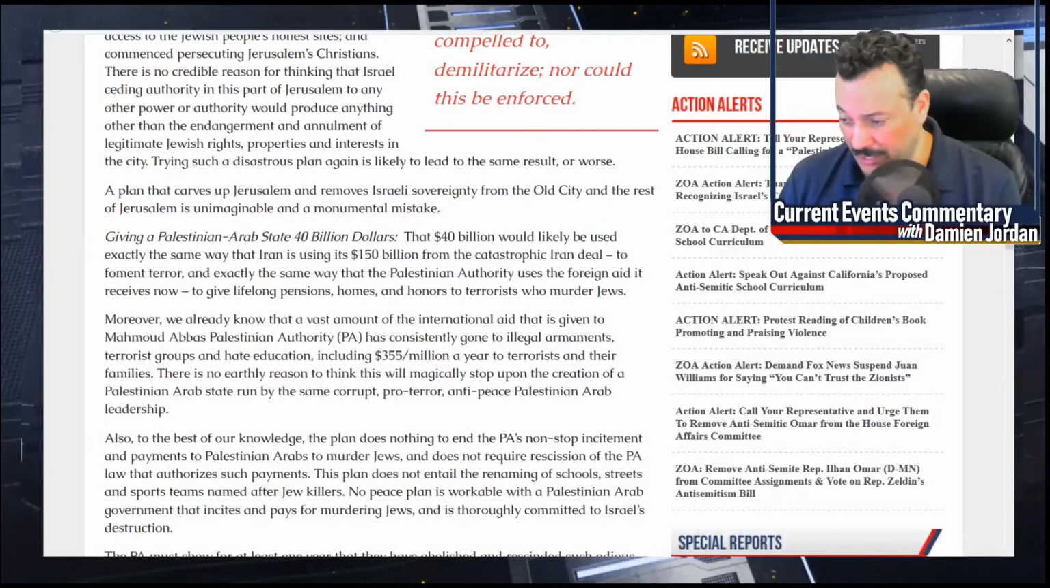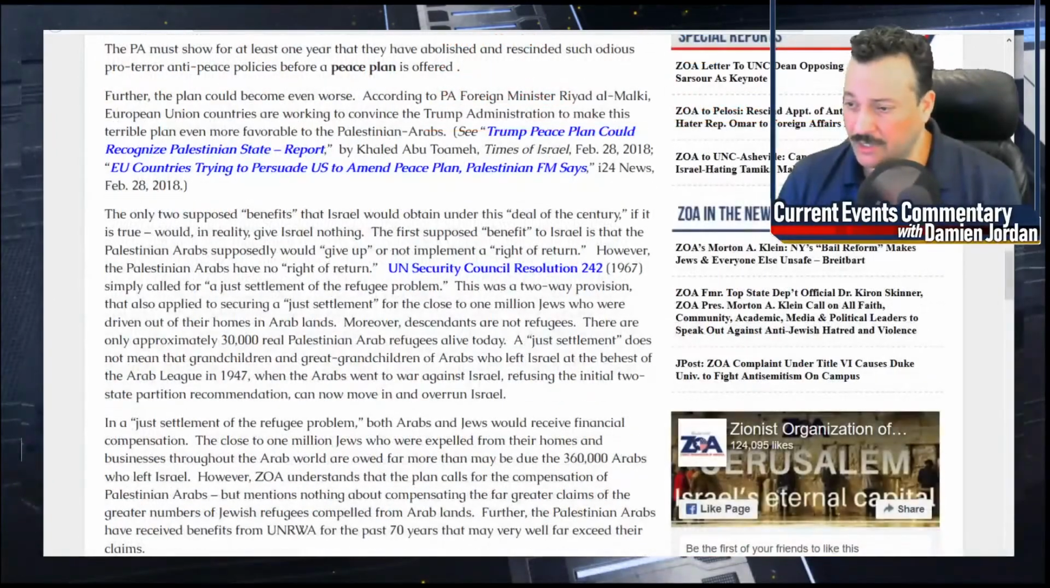No peace plan is workable with a Palestinian Arab government that incites and pays for murdering Jews and is thoroughly committed to Israel's destruction. The PA must show for at least 1 year that they have abolished and rescinded such odious, pro-terror, anti-peace policies before a peace plan is offered.